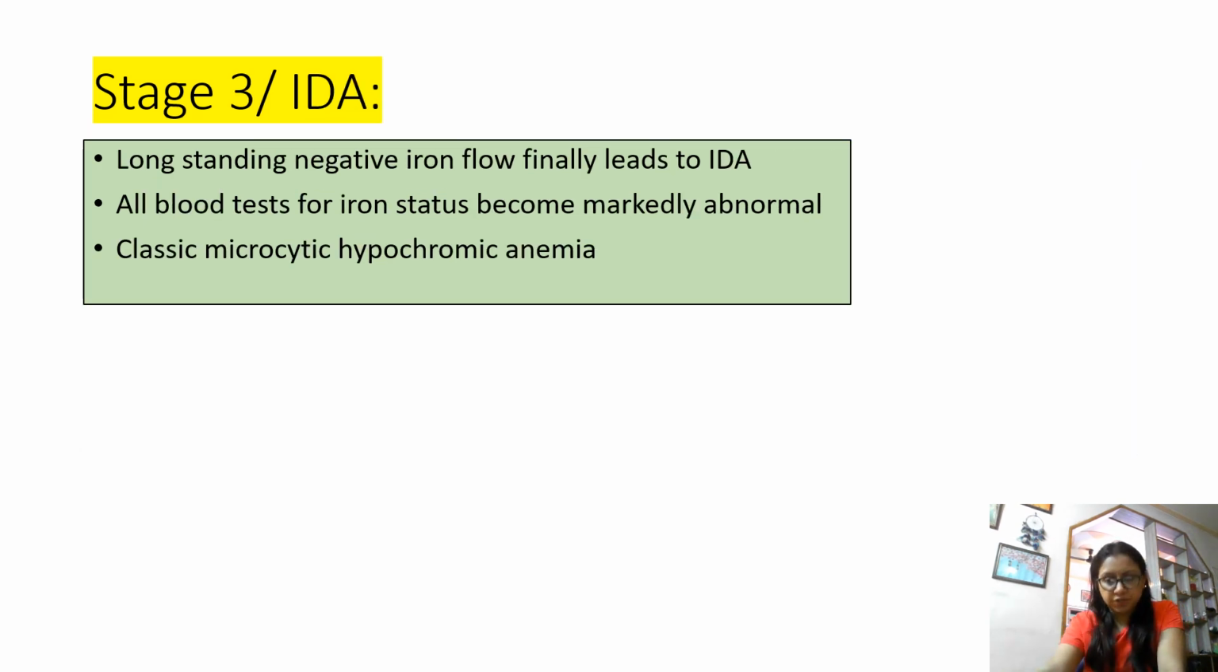Then comes your stage 3. That is frank iron deficiency anemia. So long-standing negative iron balance, a deficit going on, finally leads to iron deficiency anemia. So here when we do the blood tests, whatever parameters we look at, how we approach it, or what is the lab diagnosis of microcytic hypochromic iron deficiency anemia: all those blood tests will be abnormal. And when we look at the peripheral smear, the blood picture will show us the classic microcytic hypochromic RBCs.